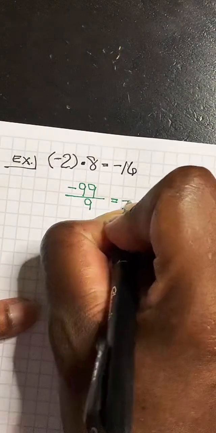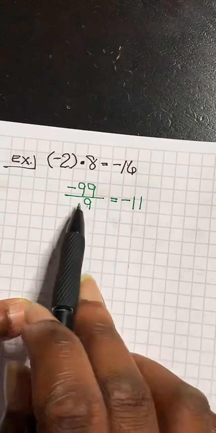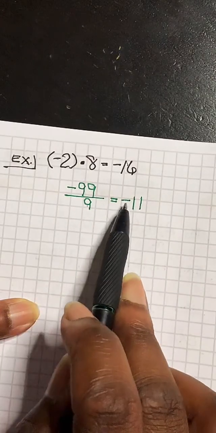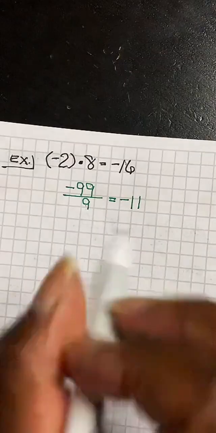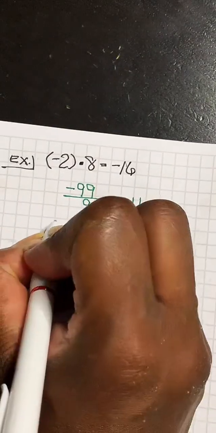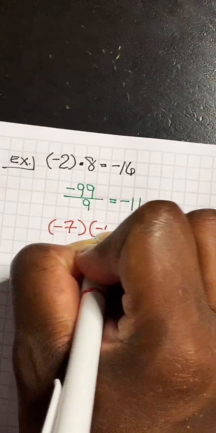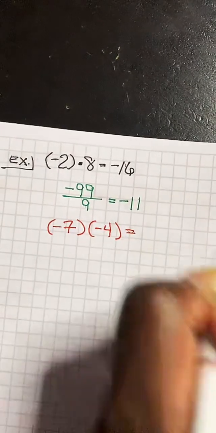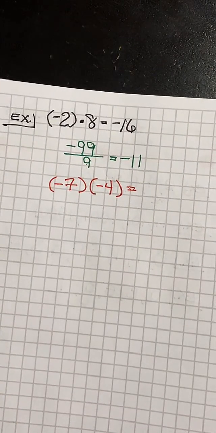Awesome. So you notice when the signs are different, you just simply divide, but you're going to have your answer be a negative. So let's say if we had -7 times -4.